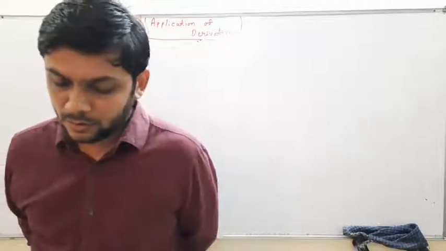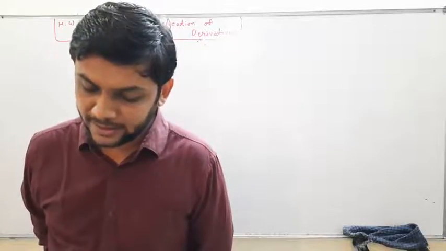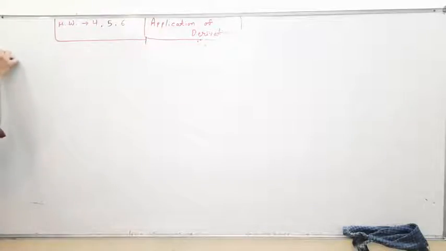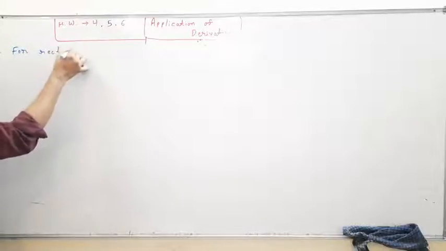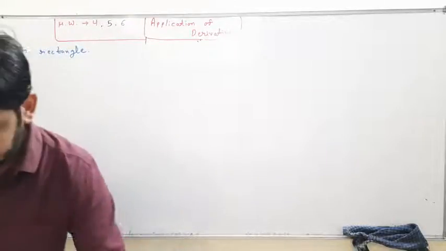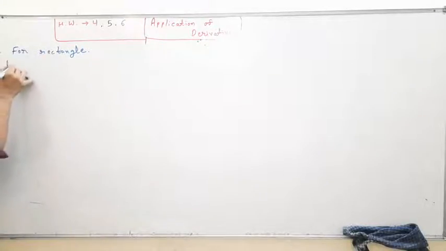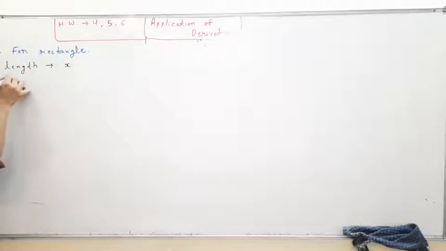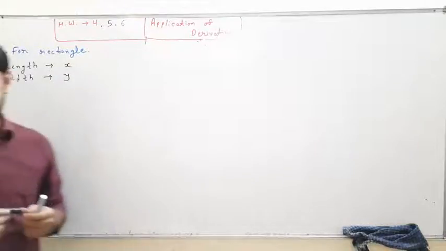Next, the length x of a rectangle is decreasing at the rate of this, and the width y is increasing at the rate of this. Okay, question number 7. It is for a rectangle. Here length is x and width is y.